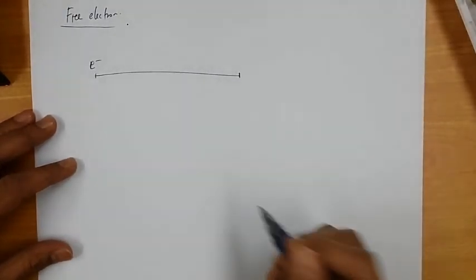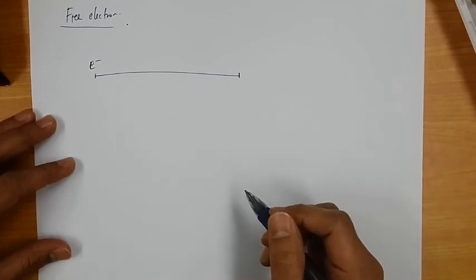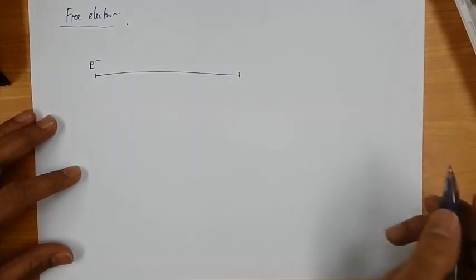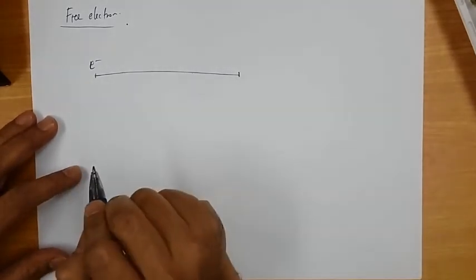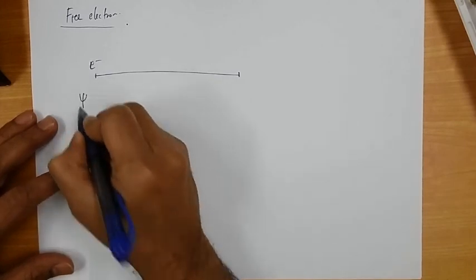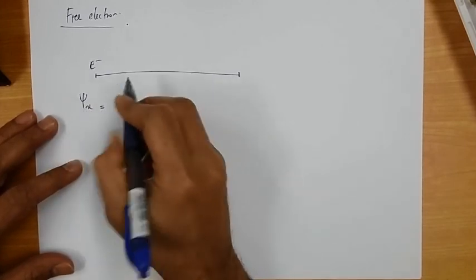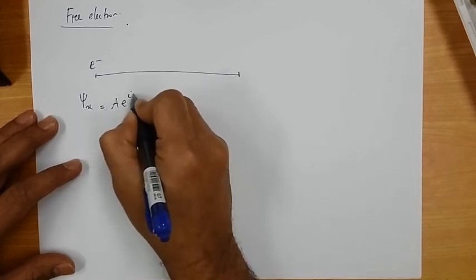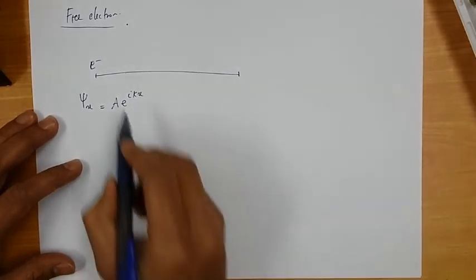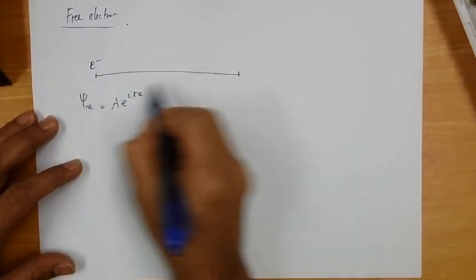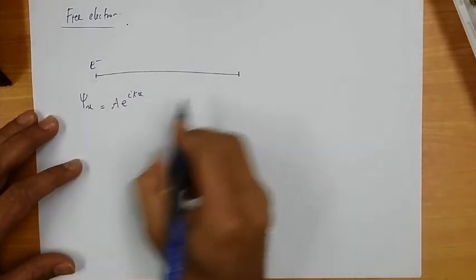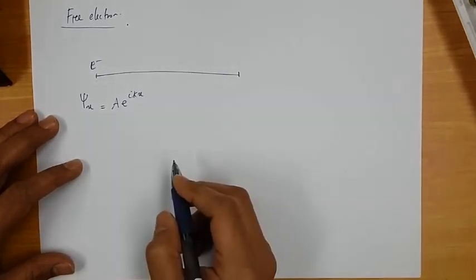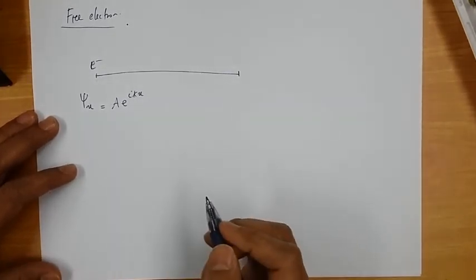We know that electrons, like all objects according to the de Broglie principle, will move in a wave-like manner. I will just give you straight to the solution that the wave function of a free electron is a constant times the exponential of i k x, where x is the distance traveled, it's one-dimensional, k is the wave vector, and i is the imaginary number.